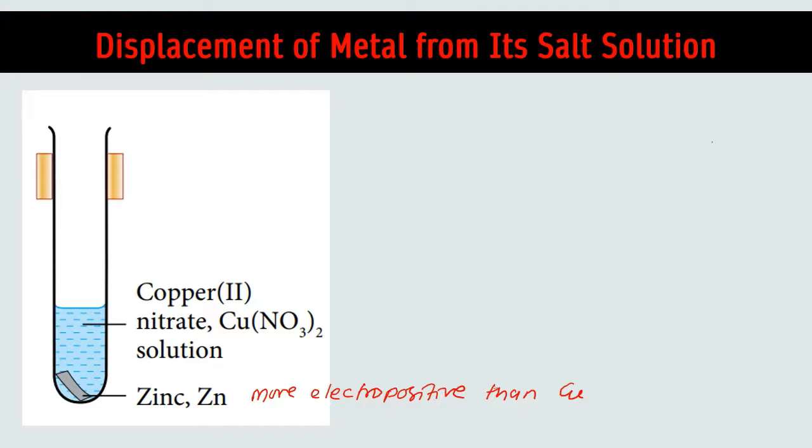The more electropositive metal, which is zinc, has higher tendency to release electrons and form metal ion, which is zinc ion. During this reaction, zinc atom undergoes oxidation reaction. Zinc atom is said to be a reducing agent.